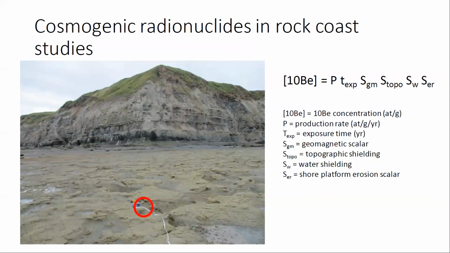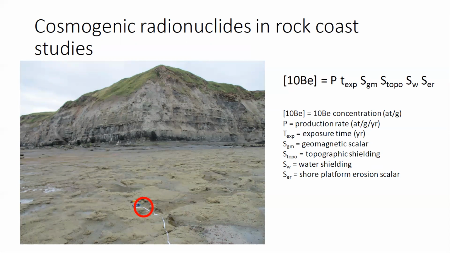Okay, so how do we use cosmogenic isotopes in rock-coast environments? Let's focus on beryllium-10. We take samples from a shore platform that is located around tidal level seawards from the cliff. We measure beryllium-10 concentration in a rock sample and apply a numerical model to reconstruct when the cliff was at the sample location. What do we need to consider?